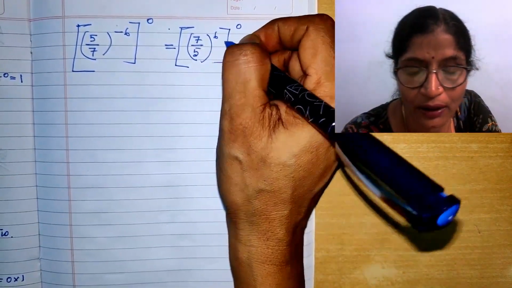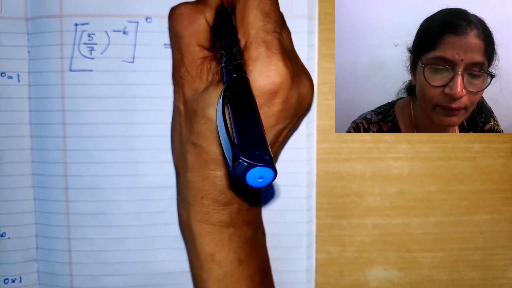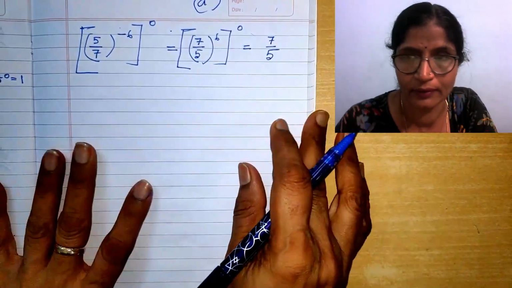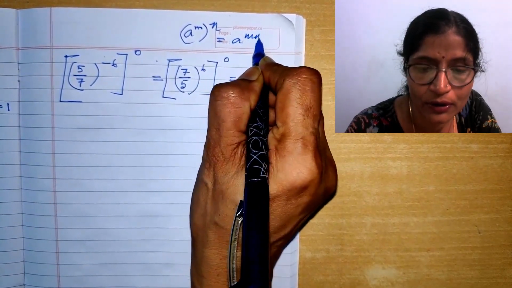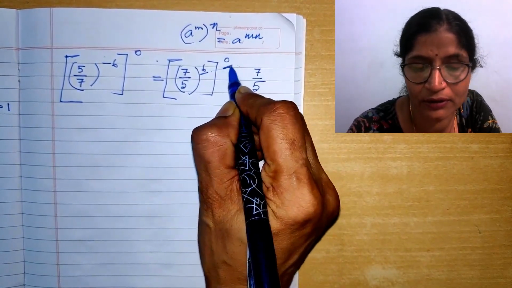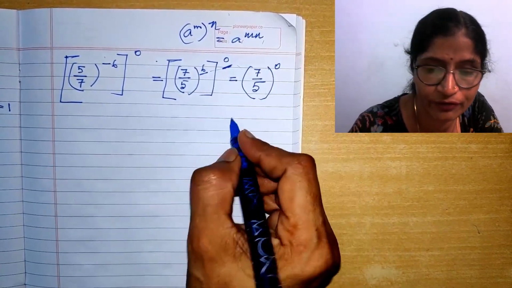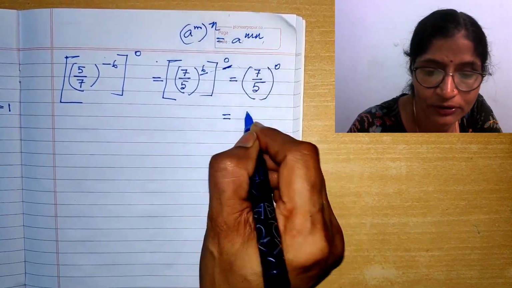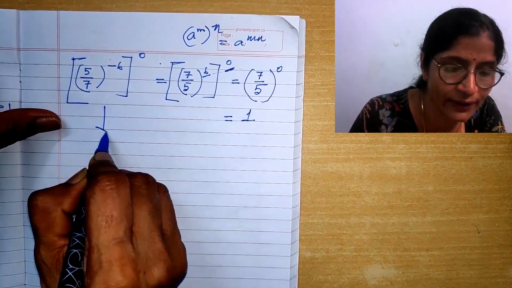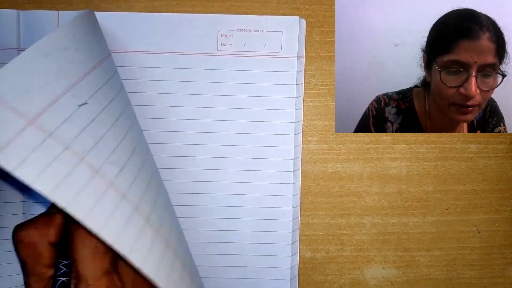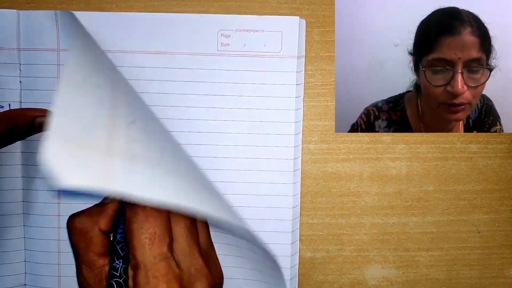I told you that suppose a to the power m to the power n is equal to a to the power mn. So here also the power is here and here also power, so multiply it. So 6 into 0 is 0, so 7 by 5 to the power, that is anything to the power 0 is 1. Even you can do directly it, this one 5 by 7 to the power minus 6 into 0, that is 0, so that is also equal to 1.